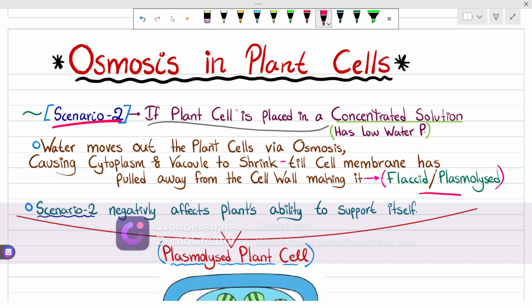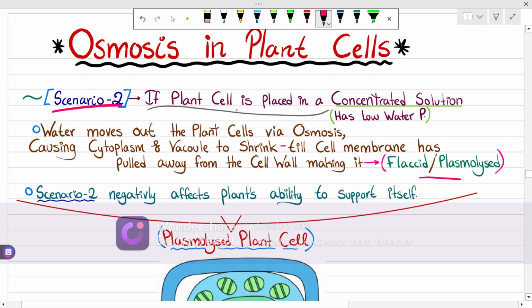So what's happening in scenario 2 is you place a plant cell in a concentrated solution with low water potential. If you put the plant cell in a solution with low water potential, this means the plant has high water potential. So water will move from high to low water potential, from the plant cell to outside the plant cell in the solution. This means the plant cell will lose water into the solution. As the plant cell loses water via osmosis, the cytoplasm and vacuole begin to shrink, and the cell membrane becomes detached from the cell wall. This is known as a flaccid or plasmolyzed plant cell.